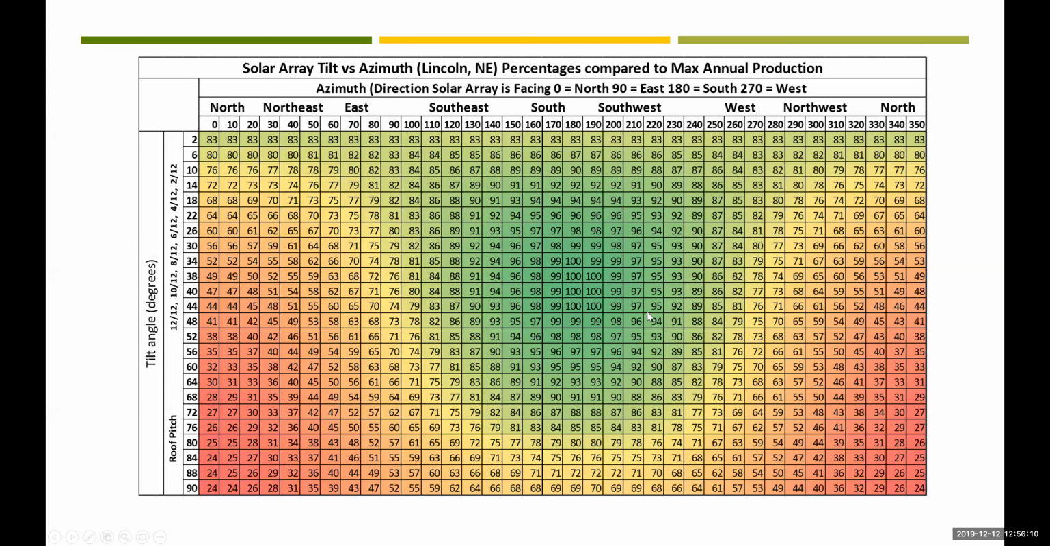This is a chart that I created using the parametric analysis, where I ran this with azimuth, which is the direction it faces, from 0 to 350. And I also ran a tilt angle from 2 to 90. And then I just put that in a chart. And so in this case, I ran that. And now this is for fixed tilt systems.